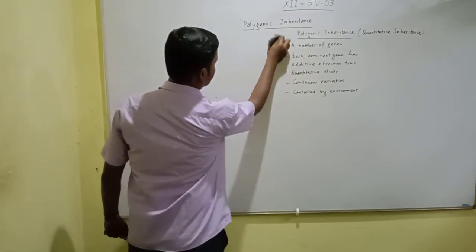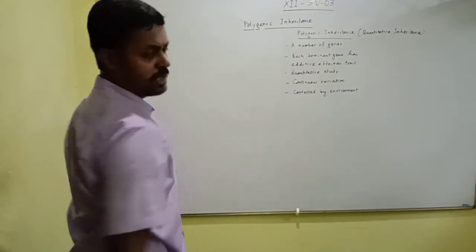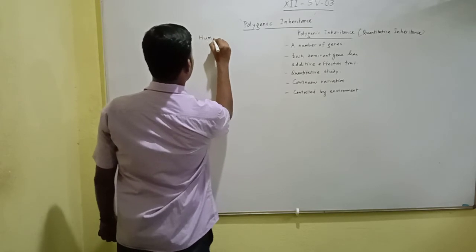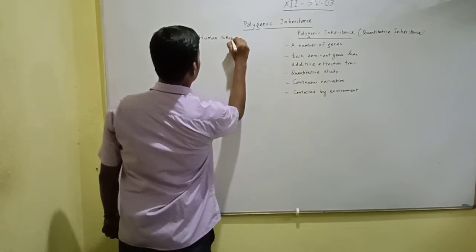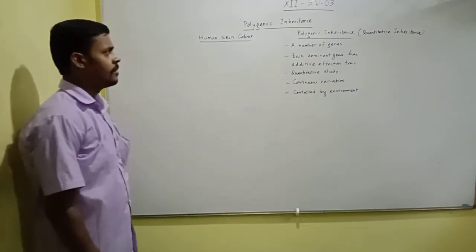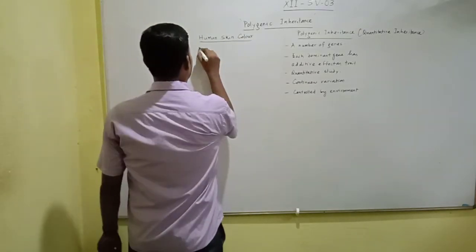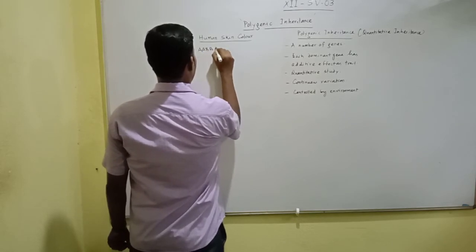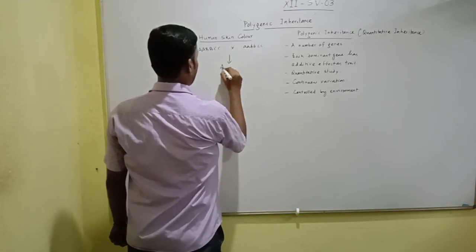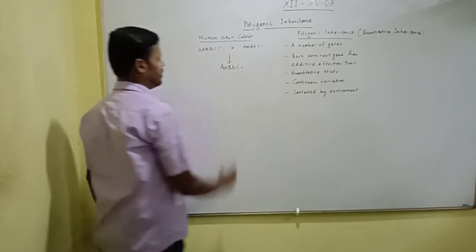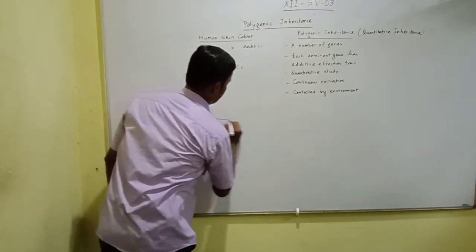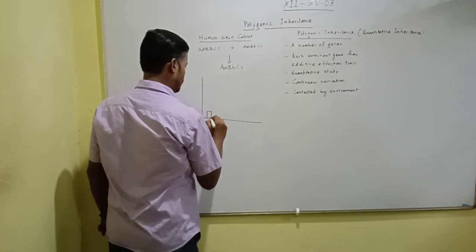A very important example is given for quantitative inheritance. It is the human skin color or complexion. Human skin color is controlled by 3 pairs of genes, and if we find out the phenotypes, they are found in this ratio.